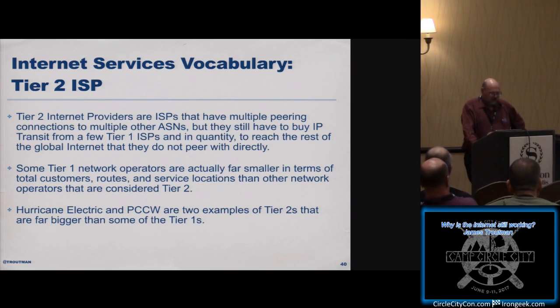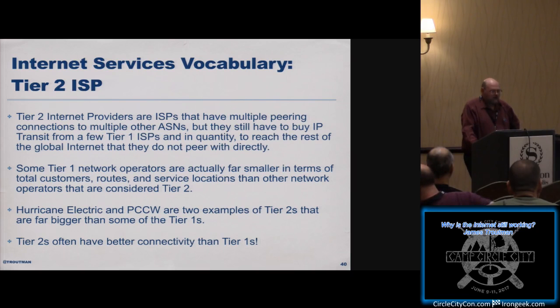Tier 2 carriers, Hurricane Electric and PCCW, are examples of tier 2s that are quite large, bigger than most of the tier 1s. Hurricane Electric's one of my favorite providers. So tier 2s often have better connectivity than tier 1s, because their strategy is generally, we want to peer with everybody. We want to be everywhere, connect with everyone. We want direct access to as many networks as possible, because then they don't have to buy as much in terms of transit.